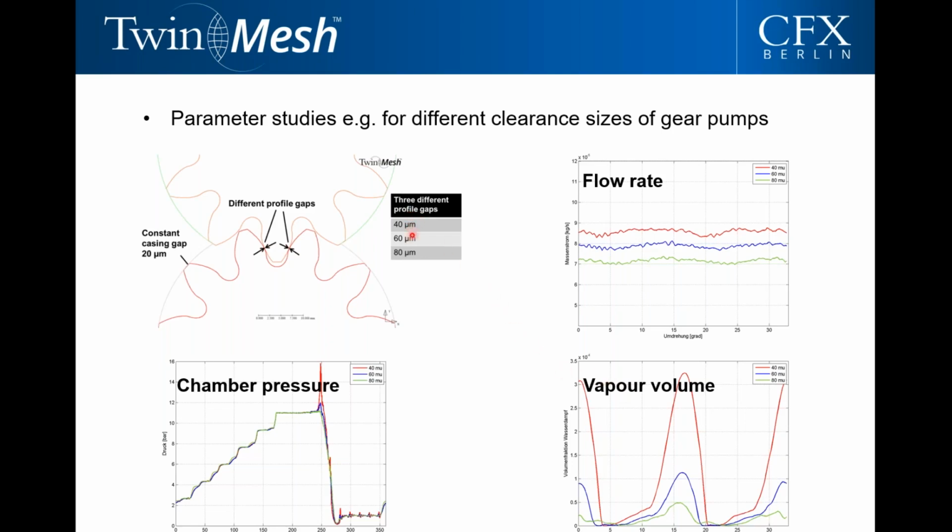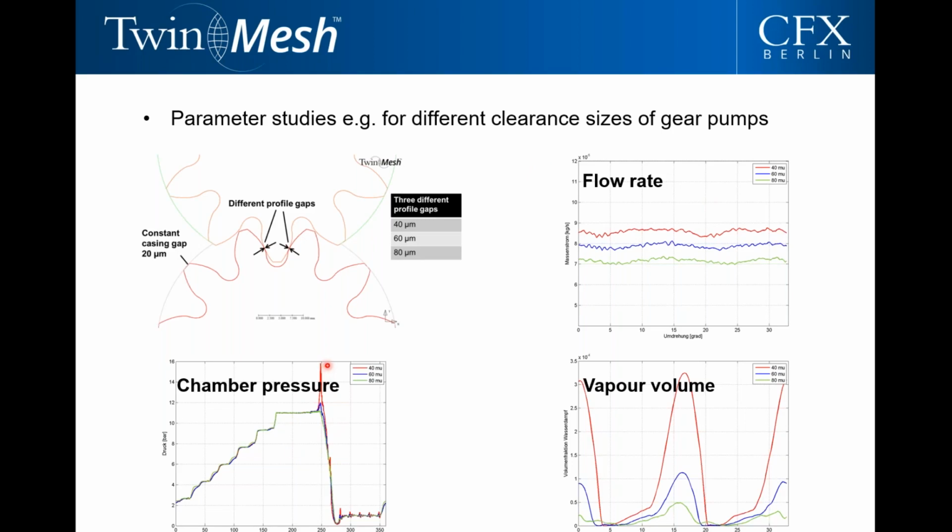And as expected, when we decrease the clearance size, the flow rate is increasing, and we can quantify how much it is increasing. So you get an idea how sensitive your pump will react to those changes. Could be important for manufacturing tolerances, for example.